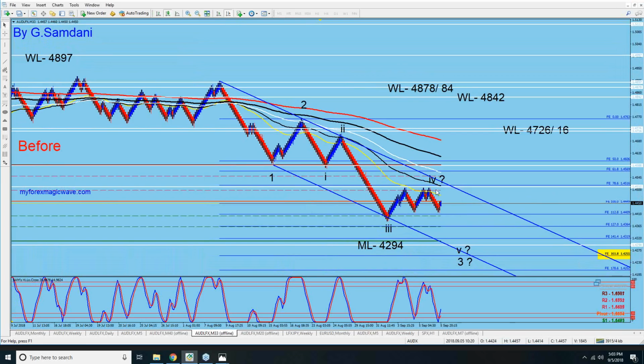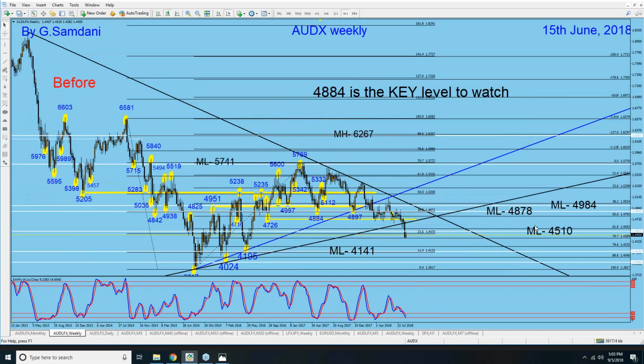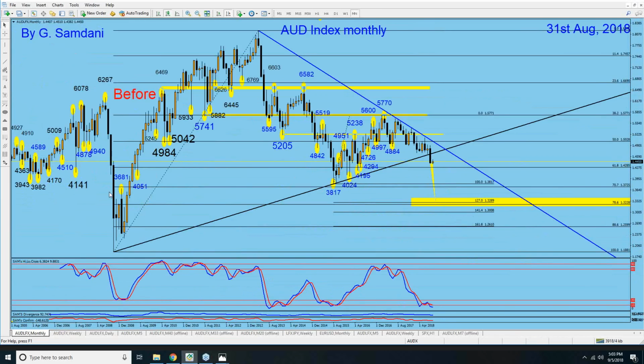And this is the number. See, 4510. You see this? It broke below, and then it hit, dropped, right? You know what the 4510 is? It's a big number. 4510 is a monthly low on a monthly chart. Now you see 4510.